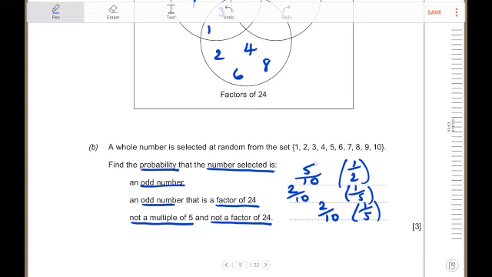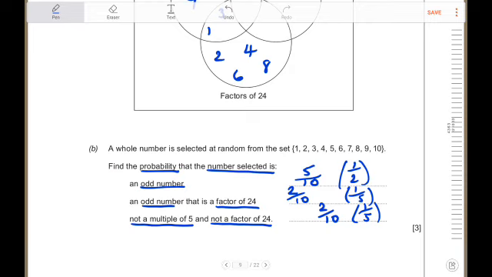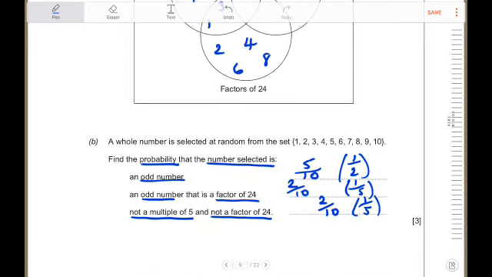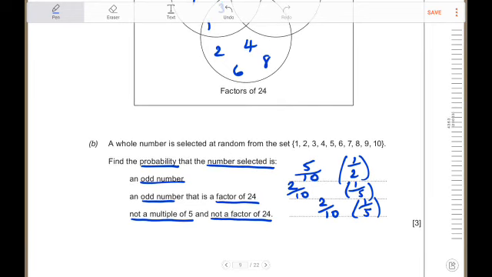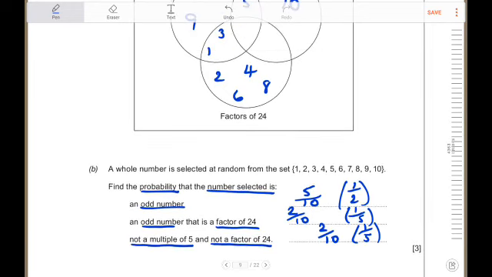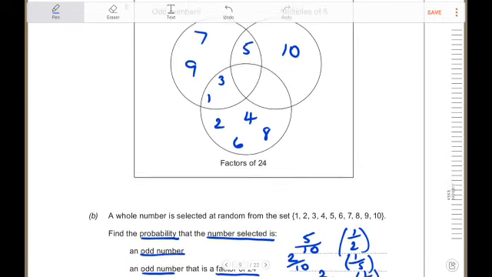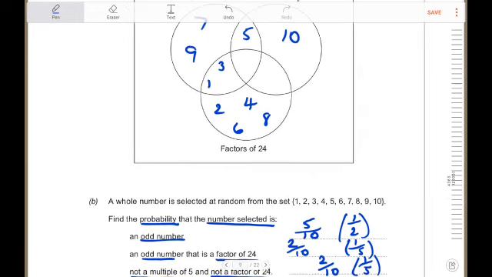Okay? And remember, probabilities are usually fractions. The number on the top, the numerator, is how many times you can see what they're asking for, and the bottom number, the denominator, is the total number of possibilities. In this case, there were 10 numbers to choose from, and there were 5 numbers out of those 10 that were odd. Okay, and that's that question all done.